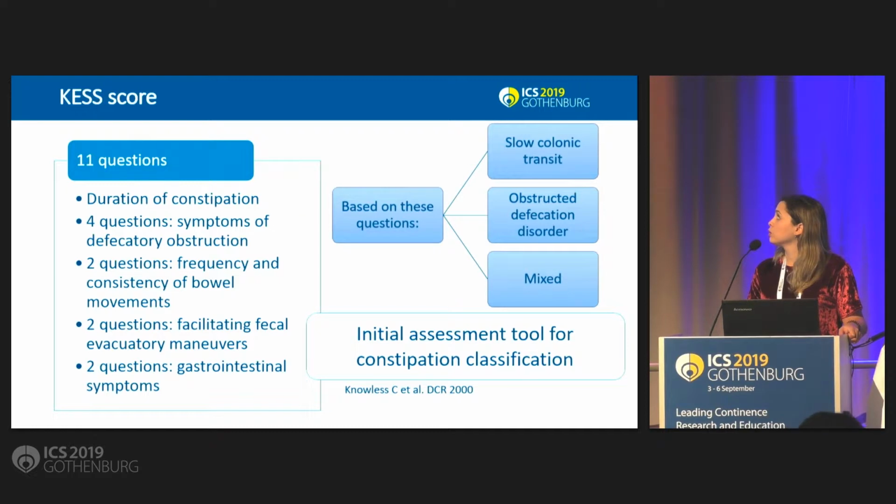The questionnaire that we use is the CAS score, and it consists of 11 questions. The first question is the duration of the symptoms. Four questions are about symptoms of defecatory obstruction, 2 questions are about frequency and consistency of bowel movements, 2 questions are about facilitating maneuvers, and 2 questions are about gastrointestinal symptoms. This is a self-applied questionnaire, and based on its results, we can see if the patient has slow colonic transit, obstructive defecation disorder, or a mixed pathology. We use it as an initial assessment tool for constipation classification.